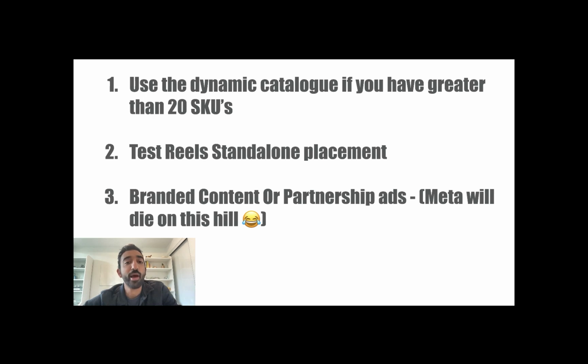Oh yeah, I got some bonus content here. If you have greater than 20 SKUs, you should use the dynamic catalog. It's an easy way to get creative set up. There's different functions now too, like you can have a collection, a carousel, you can add music, you can add a dynamic video. There's a lot of stuff you can do with the catalog, but it only makes sense, I think, if you have a lot of SKUs, at least 20. And it performs quite well. Facebook uses different signals to find people it thinks is interested in your products.